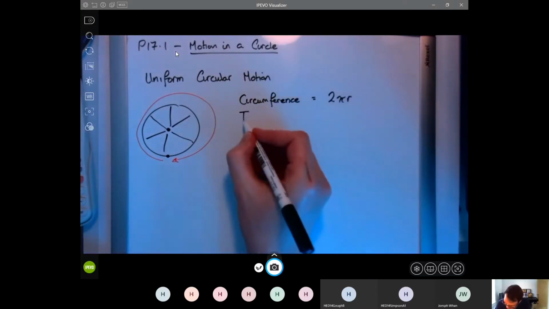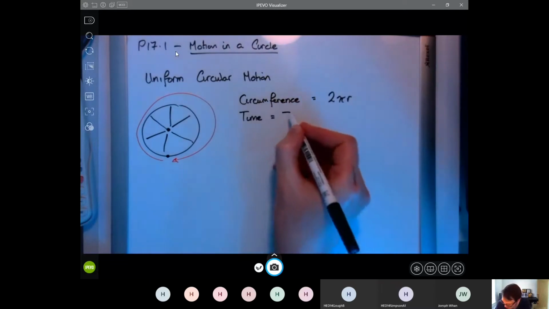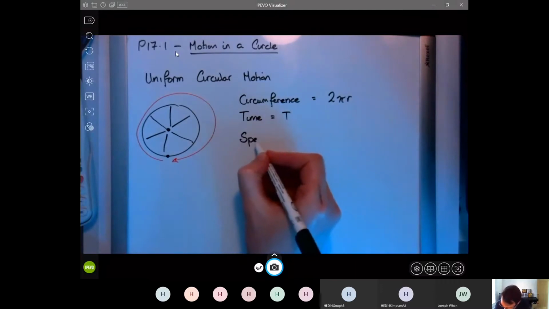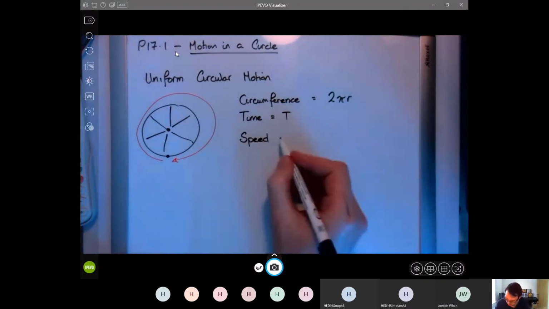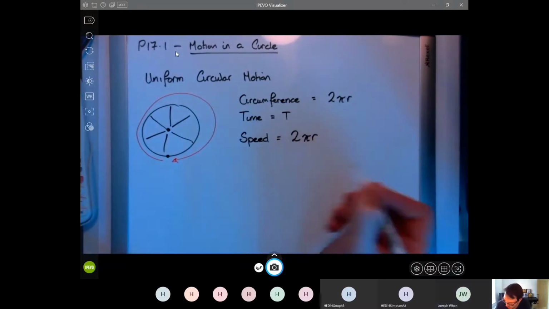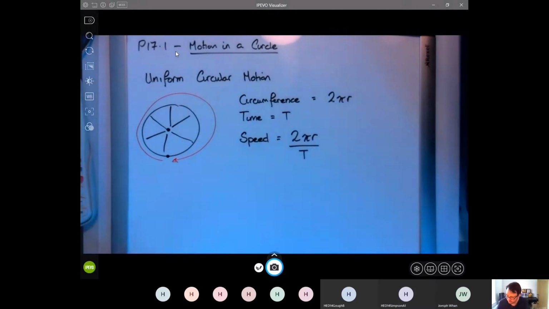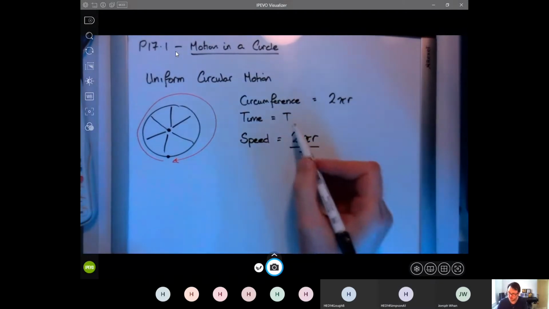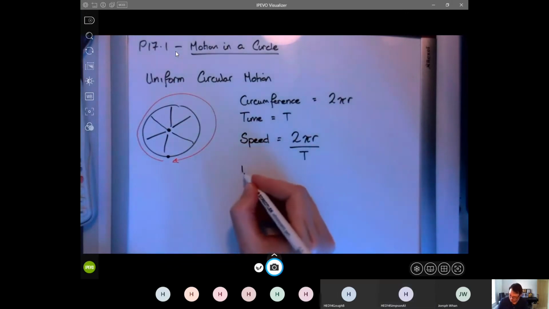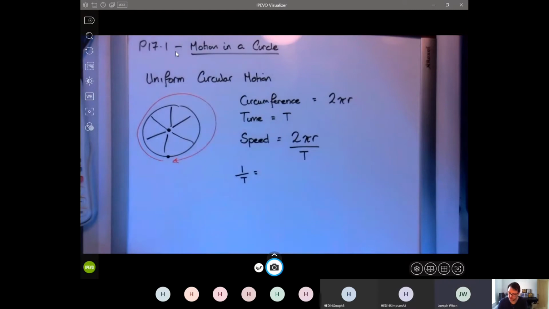And if the time it takes for it to rotate is t, then surely we can say that the speed of rotation, and obviously we'll have better symbols for this later on, is going to be 2 pi r divided by t, because it's the distance divided by the time taken. Do we know anything about 1 over t? That's a time period. What's 1 over the time period? It is t to the -1.